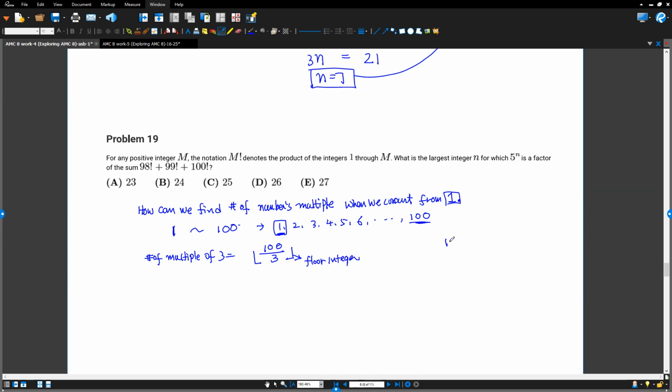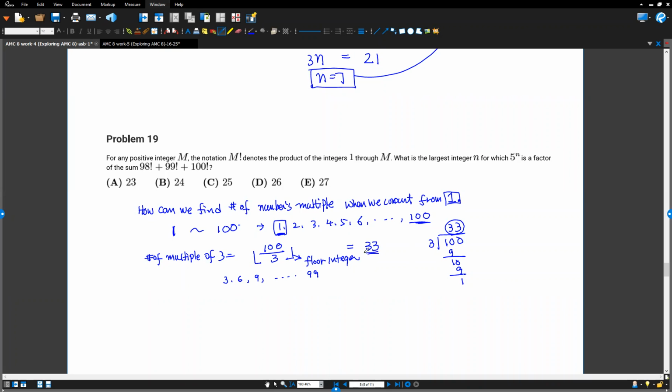What that means: 100 divided by 3 equals 33.33, and we take only the integer. There are 33 multiples of 3 because 3 is a multiple, 6 is a multiple, 9 is a multiple, and the last number is 99. You can count over it. 99 divided by 3, that is 33 numbers.